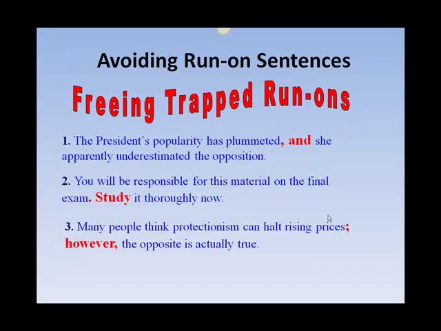Many people think protectionism can halt rising prices. However, the opposite is actually true. So these are comma splices that have been corrected in at least three different ways: by using a comma and the coordinating conjunction, by putting the period and then beginning a new sentence, or by putting the semicolon and the conjunctive adverb and the comma.